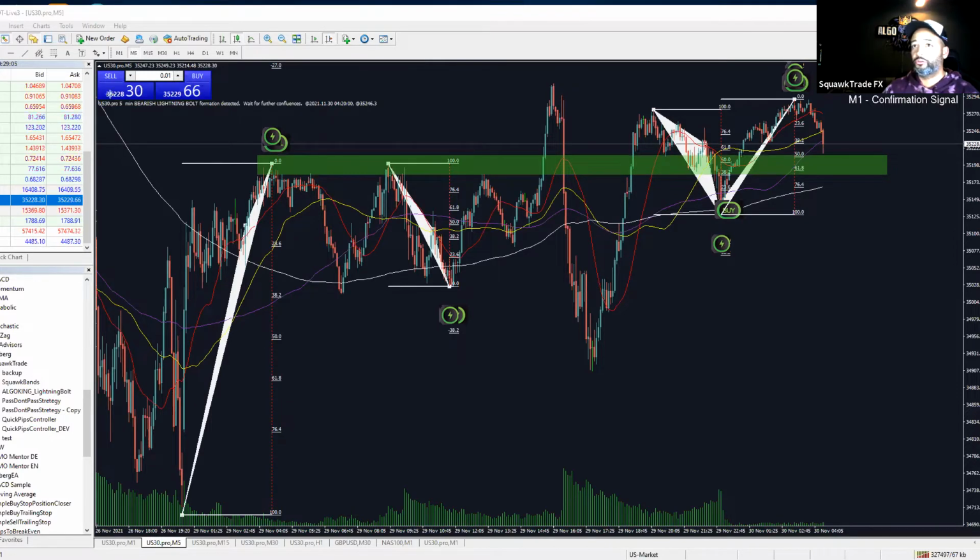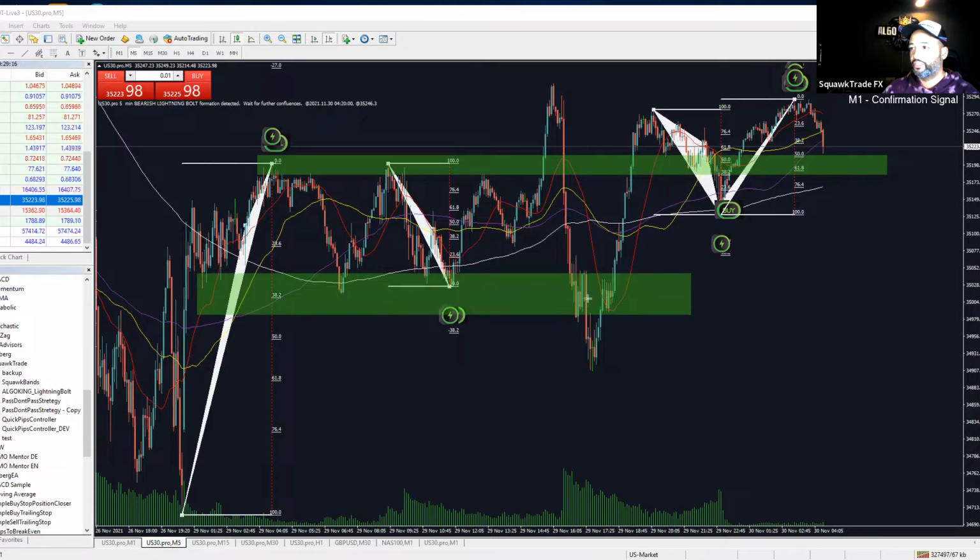You would draw out your zones, or you can use the zones by Squawk that you'll be getting. Here's another zone. You can even see here it's touching this level, it's retracing, and it's staying in this zone. So I would zone that out.